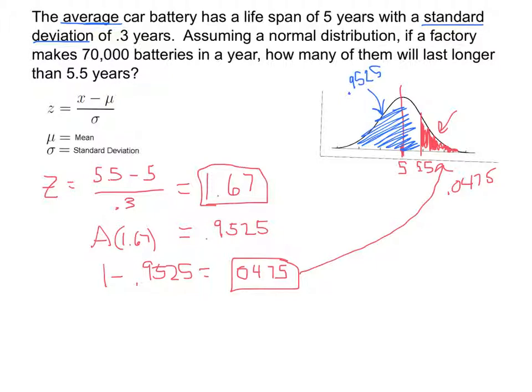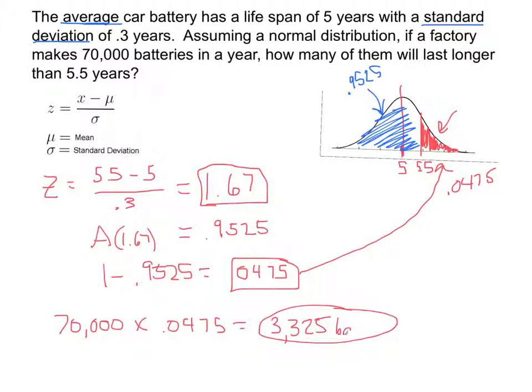The question now says, if a factory makes 70,000 batteries a year, how many of them will last longer than the 5.5 years? Well, the way that we're going to find this is we're going to take those 70,000 batteries and we're going to multiply them times the probability that a given battery will last. And when we multiply 70,000 times 0.0475, we get 3,325 batteries. That's how many of the batteries out of the 70,000 that are made in a year will last longer than 5.5 years.